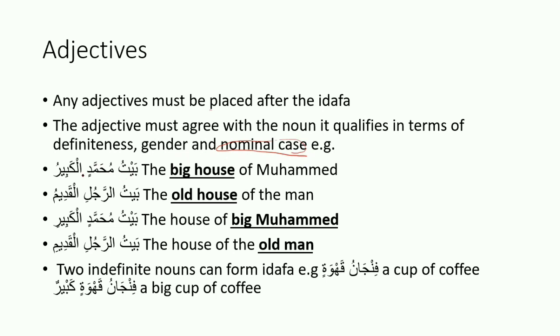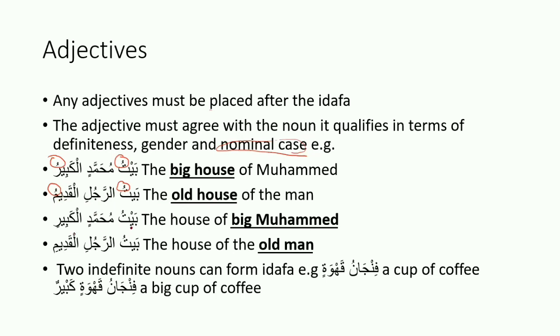So for example, Baytu Muhammadin al-Kabiru, and here we know al-Kabir is the adjective of Baytu. Why? Number one, both are definite because, as we mentioned, Baytu becomes automatically definite because Muhammad is definite. And secondly, they both have the same case. Both are in rafa' or nominative state because both have dhamma. The big house of Muhammad. Baytur Rajuli al-Qadimu. Again, because Qadimu has dhamma, like Bayt, we know Qadim is the adjective of Bayt, the old house of the man. Qadim means old.